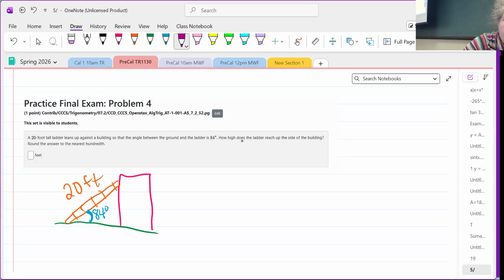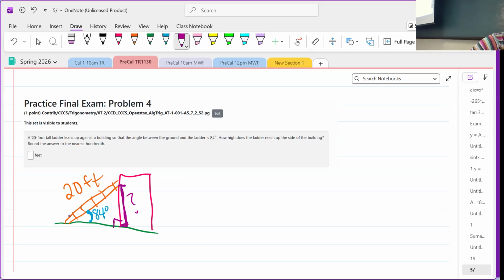And then the question was, how high does the ladder reach up the side of the building? So up the side of the building, that's this side over here. Now we know, even though my drawing is bad, buildings meet the ground in a right angle. So we have a right triangle in there. So if we have a right triangle, SOHCAHTOA can be used. So I need to label these sides relative to the 84 degrees.